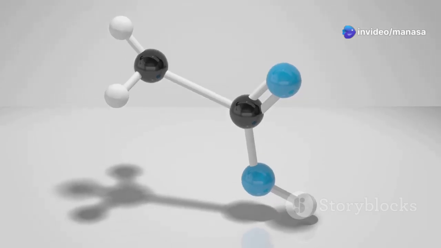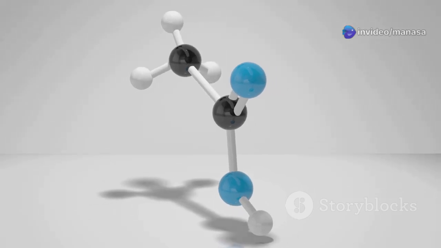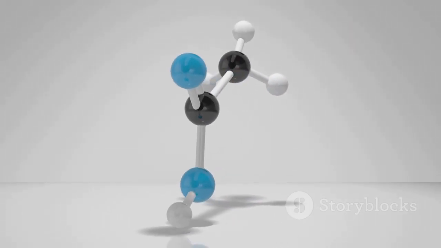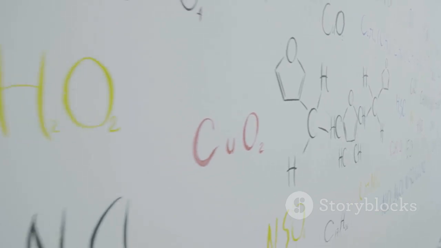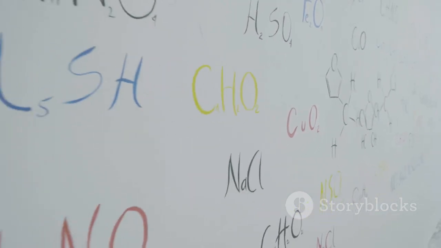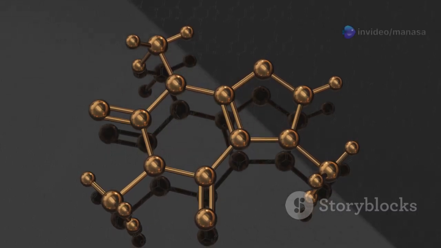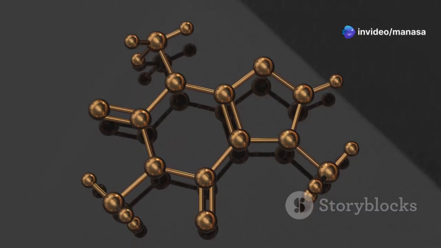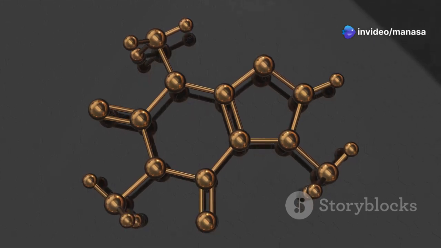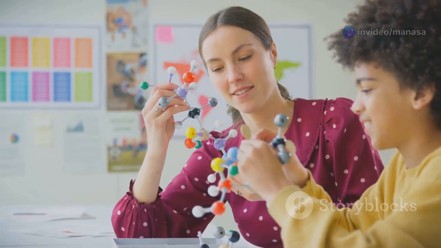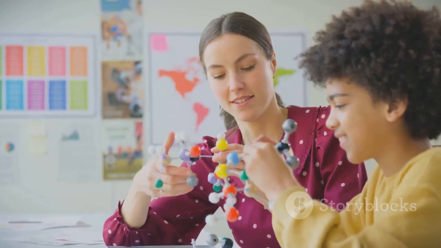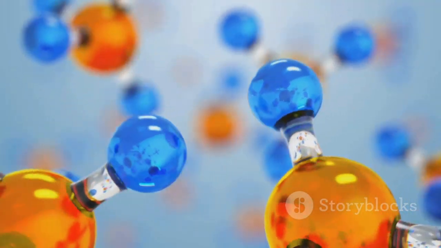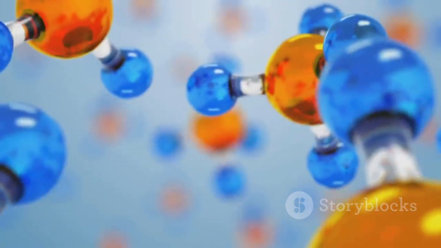Carboxylic acids have the COOH group, and acetic acid CH3COOH is a good example. Esters are RCOOR', like methyl acetate CH3COOCH3. Amines include NH2, NHR, or NR2 groups. Methylamine CH3NH2 is one example. Amides have the CONH2 group, and acetamide CH3CONH2 is an example. Finally, nitriles have the CN group, like ethanenitrile CH3CN.